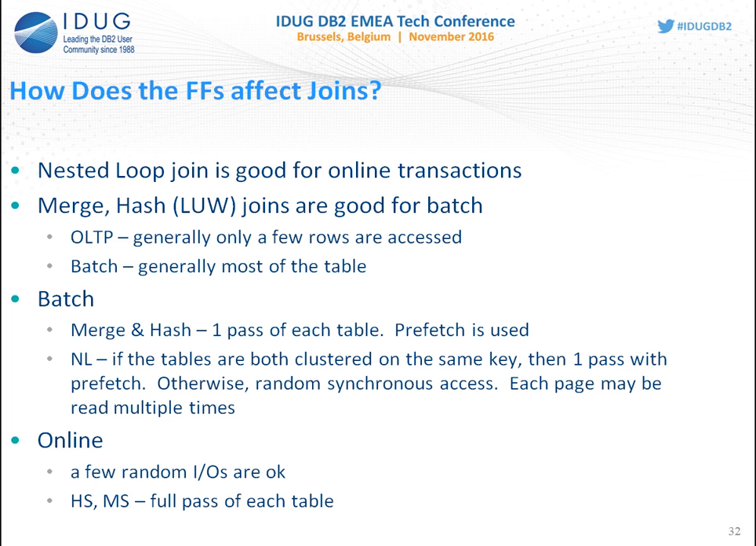So a merge or a hash join will make one pass of each table using prefetch, and that's good because you're planning on processing most of the table. The nested loop join, if both tables are clustered on the same key, and it's the one you're joining on, then DB2 will make one pass of each table using prefetch, and it'll be good. But if they're clustered differently, it's going to end up with a lot of random synchronous I/O, and you may even read the same page multiple times.